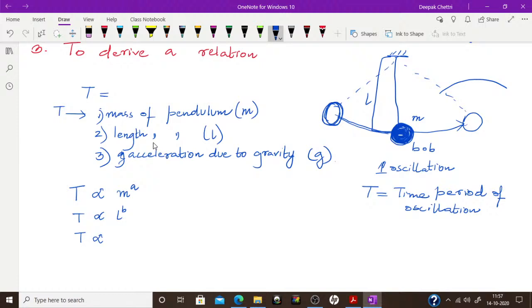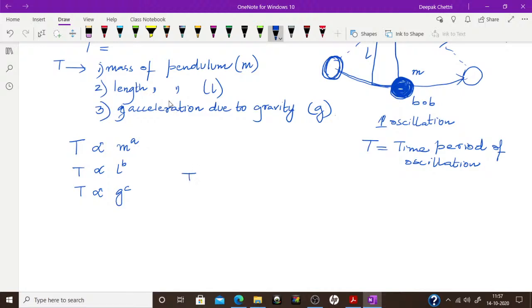Now third one, acceleration due to gravity, let us say it is g to the power c. So combining these three, I will get T is proportional to m to the power a, l to the power b, g to the power c. I'm writing them together, it is the same thing, right? Now what is the dimension of T? T is time, I have told you the dimension of time is capital T. I will remove this proportional sign, and I will get an equal sign, and along with that I get a constant. Let us call that constant k.